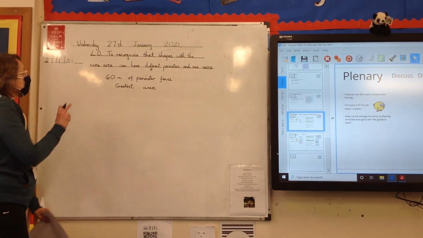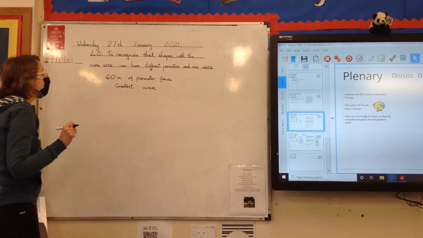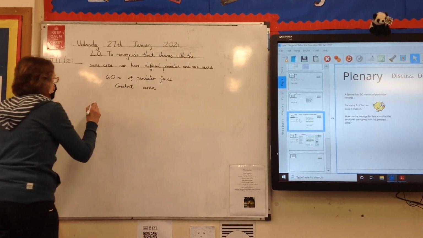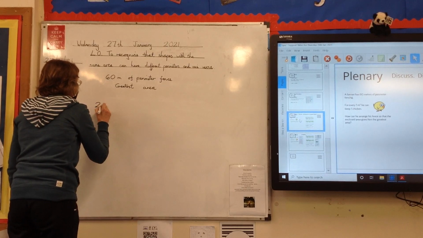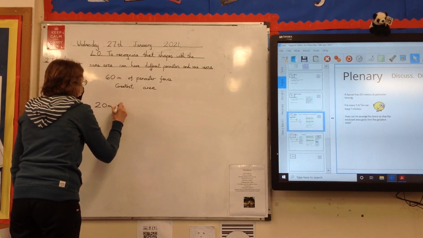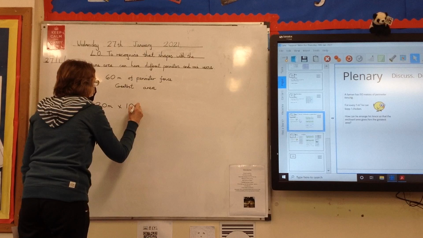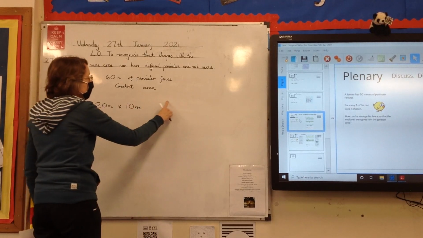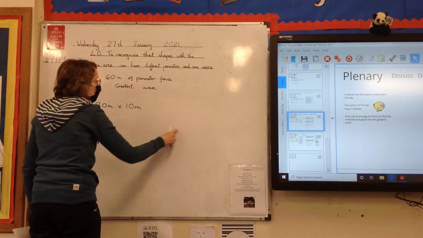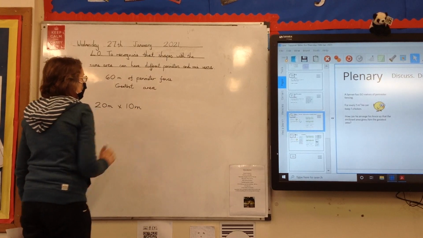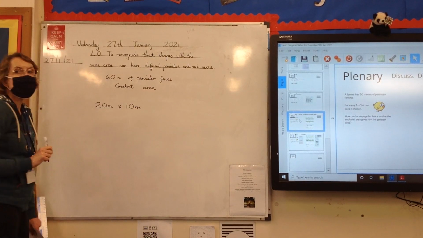So I started to think, how could I break down my 60 metres into a rectangle? So I'm thinking 20 metres by 10 metres. Because we've got 20 metres, 10 metres, 20 metres, 10 metres, that adds up to 60 metres of perimeter fence.